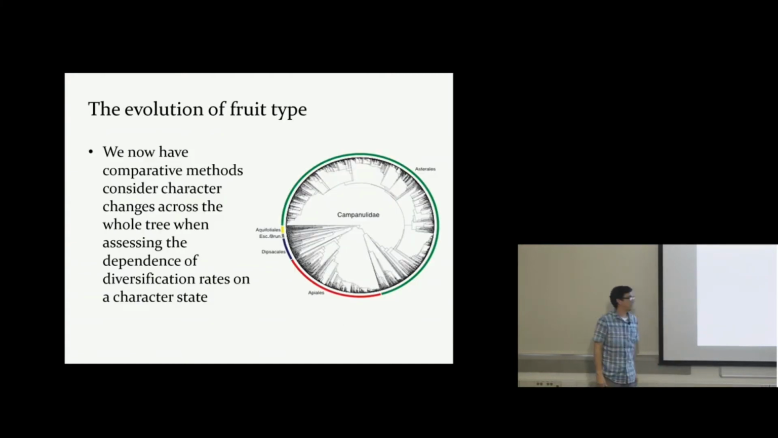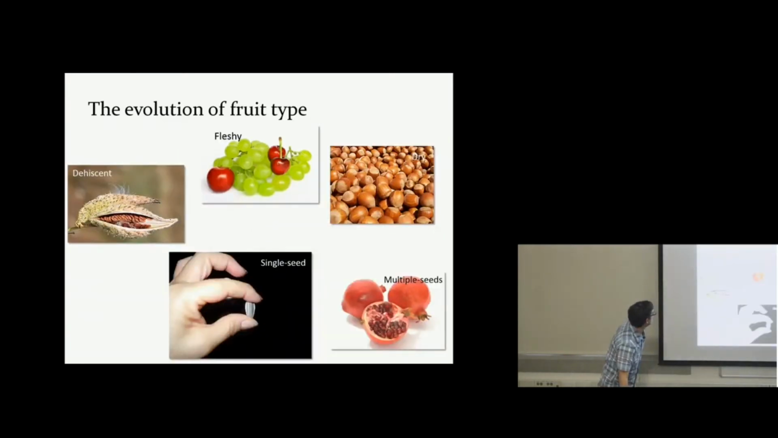But we now have comparative methods that consider state changes across the whole tree when assessing dependence of diversification rates on a character state. So we decided to take a look at this with companionlids. And what we did is we scored companionlids for 3 basic characters.